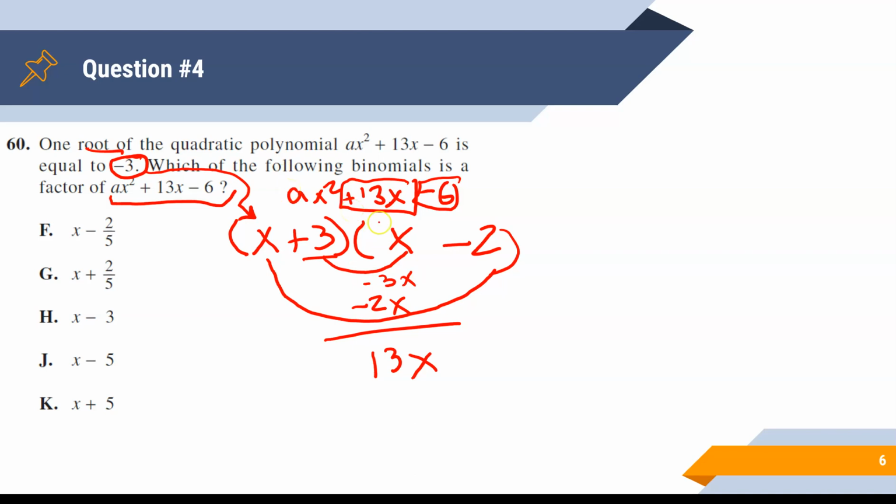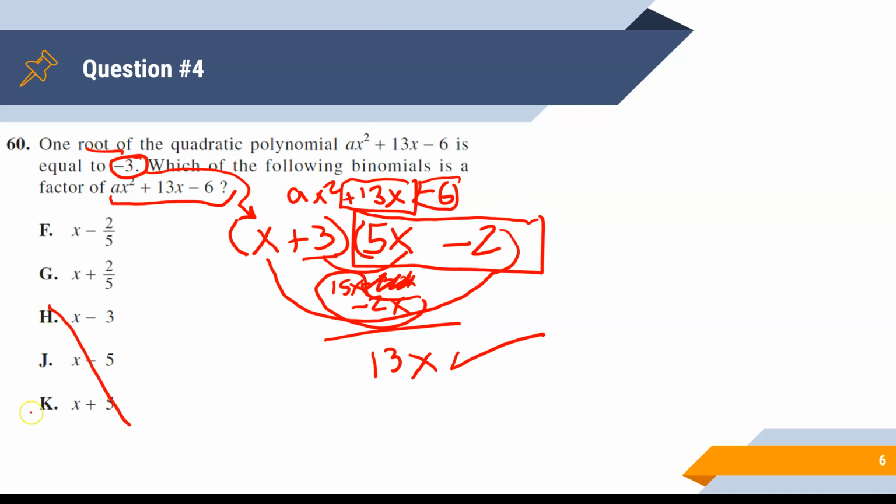I think what we need to do is have a 5 here, really, because if we put the 5 there, 5 times 3 is 15x. And then when I subtract the 2x from that, we will get the 13x, which is what we want. So we want to say that this 5x minus 2 is our other factor. Fortunately, I'm not seeing it over here, but if I were to solve that, we would get x equals 2/5, which then I could say is x minus 2/5, right?